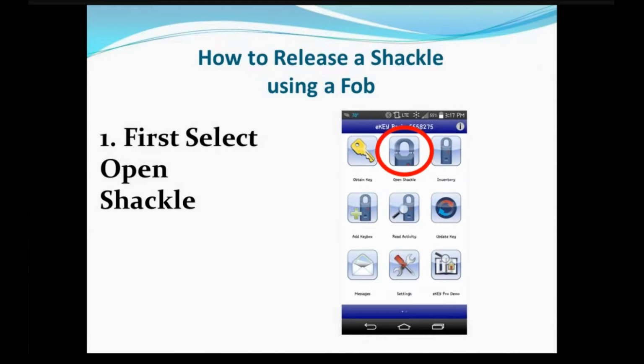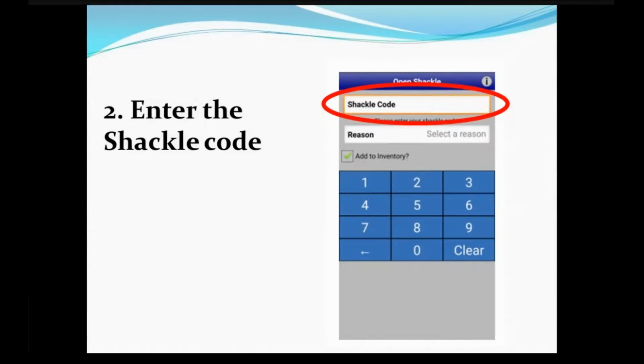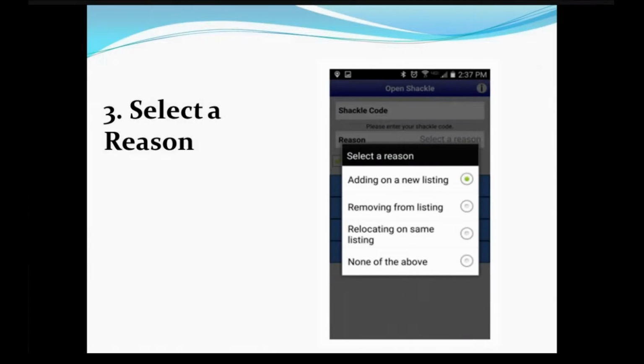All right, the next thing we're going to go over is how you actually open a shackle. The purpose that you would be opening a shackle is if you were going to put this on a new listing that you have, or possibly take it off of your listing. So again, you're going to open up the app and select Open Shackle. At this point, you have to enter the shackle code. Every key box has its own significant key shackle code. If you don't remember your shackle code, you can always call Supra or Metrotex to obtain that if you have forgotten it. The next thing you have to do is select a reason.